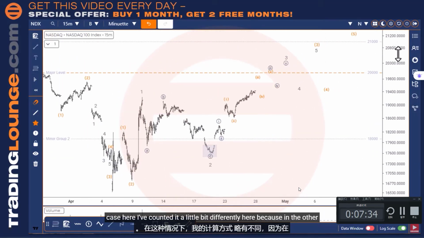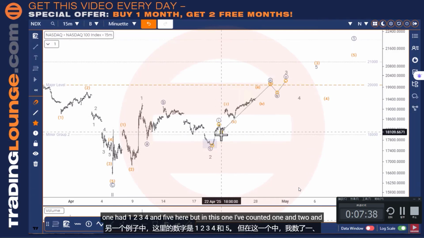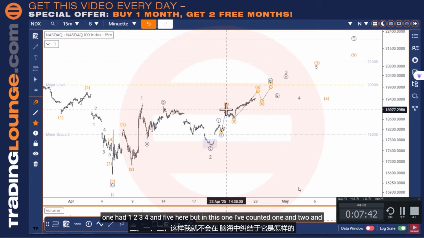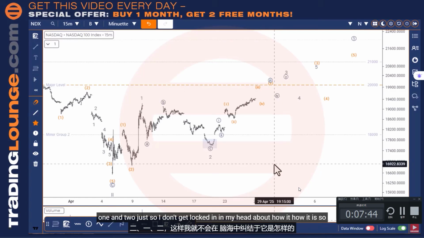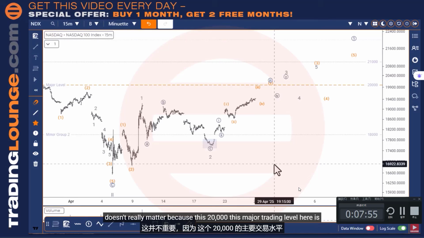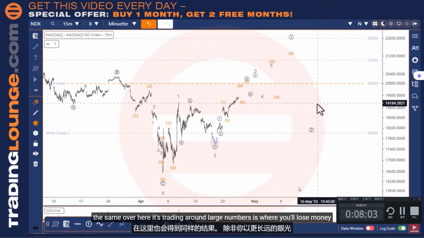In this case here, I've counted it a little bit differently, because in the other one I had 1, 2, 3, 4 and 5 here, but in this one I've counted 1 and 2 and 1 and 2, just so I don't get locked in my head about how it is. So just a little variation there. Like I said, with this particular market it doesn't really matter, because this 20,000, this major trading level here, we can see what happened over here. So we're going to get the same over here.